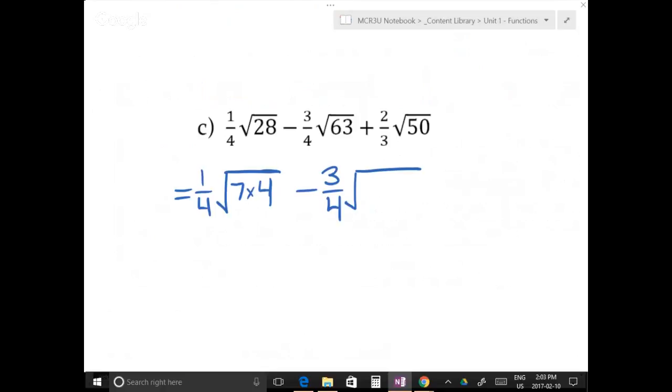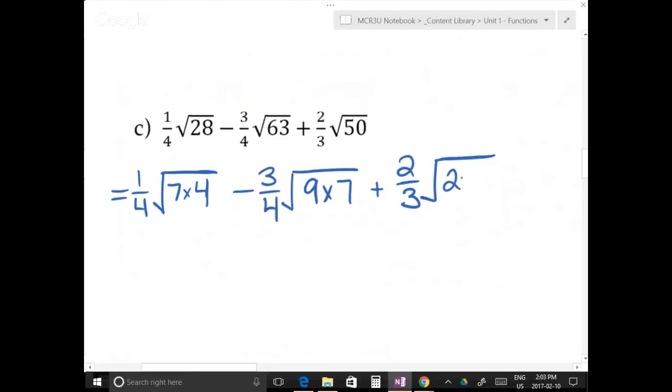63, how do we get that? 9 and 7. 9 and 7, is one of those a perfect square? 9. Good, so let's put those. And that's okay. It's not always going to work perfectly. What about 50? Can I make that simpler? 2 and 25? Good. The other option would have been what? 10 and 5. And does 10 and 5 give us a perfect square? No. So we like this one.